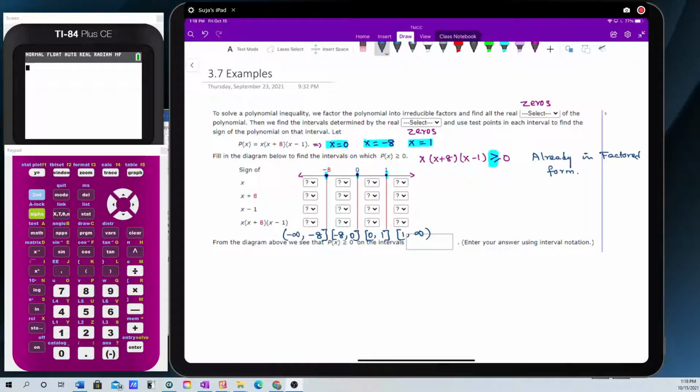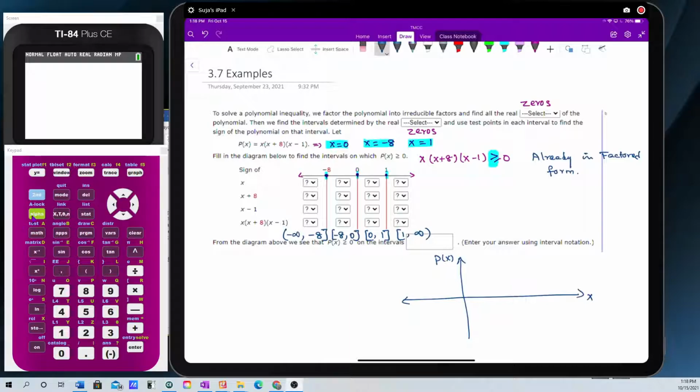Okay, so the next step would be to check in these intervals where the graph of the function is above the x-axis. So when I graph this polynomial, p of x is along the y-axis, x is along the x-axis, right? So the portion of the graph, let me draw it down here so it'll be easy, the portion of the graph that's above the x-axis is what I'm looking for. So if you want, you can just look at the graph in the calculator.